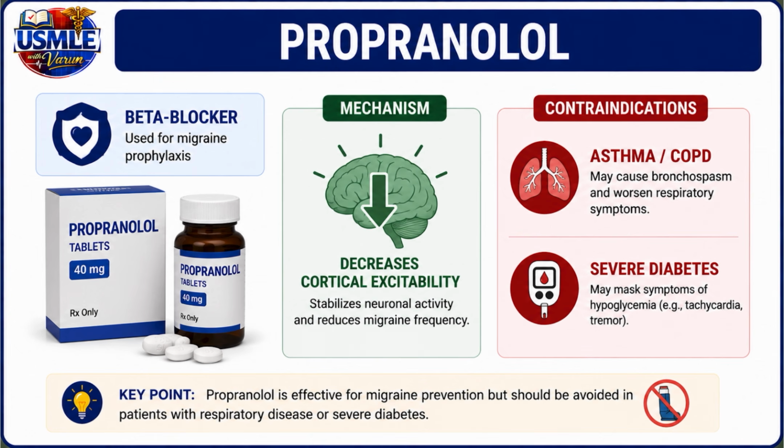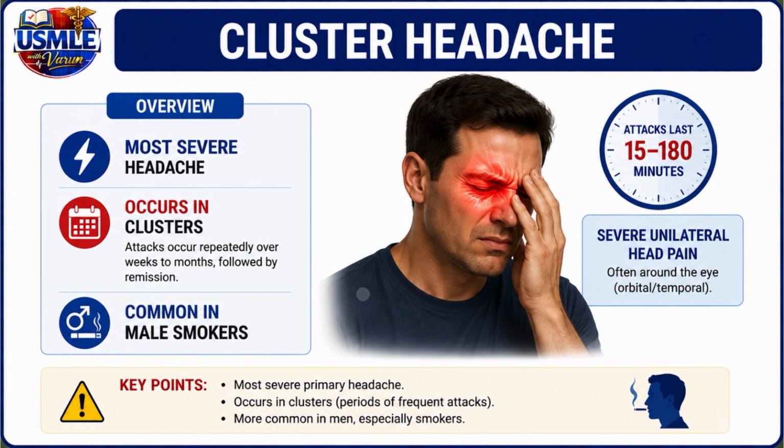Mechanism of action of propranolol is by decreasing the cortical excitability. It stabilizes the neuronal activity and reduces migraine frequency. This is a beta blocker, which is used for migraine prophylaxis. Propranolol is effective for migraine prevention, but should be avoided in patients with respiratory disease and severe diabetes.